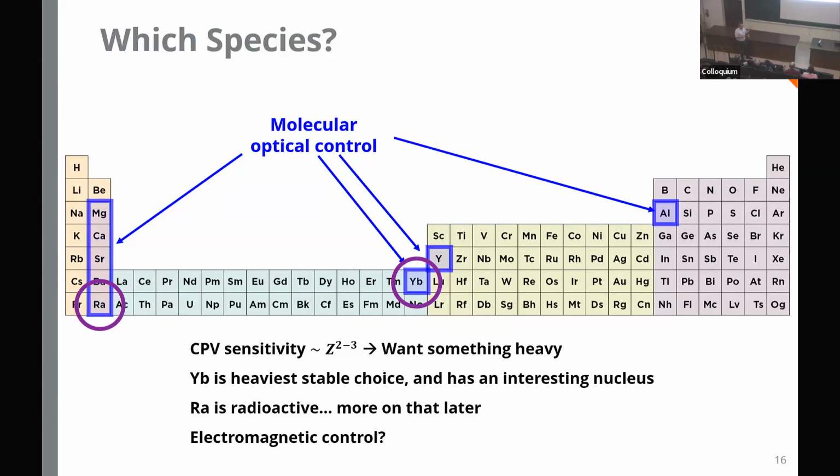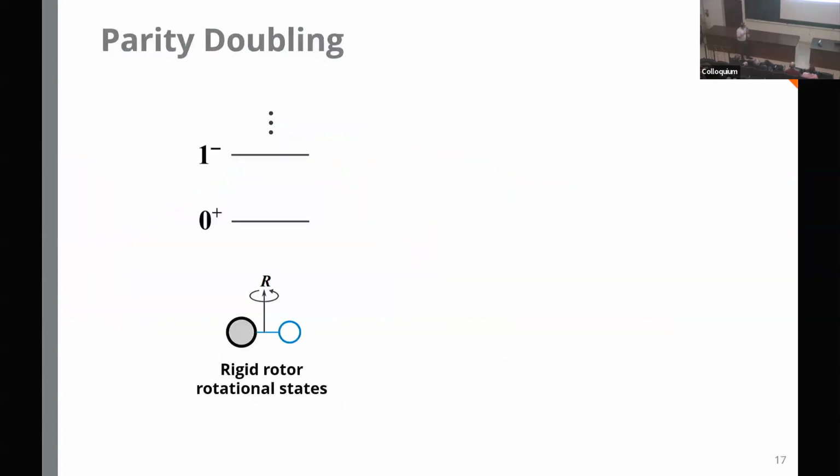So this is how we're going to get optical control. We also need this good electromagnetic control over the molecules. And that's a feature that we can get by using the polyatomic degrees of freedom and symmetry in the molecule. If you consider the rotational states of a rigid rotor, there's this ladder of alternating opposite parity states in the rotational quantum number.